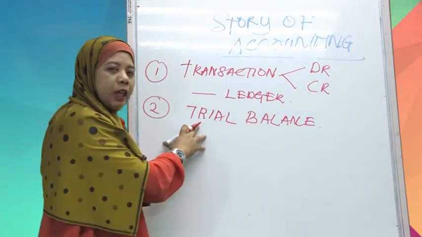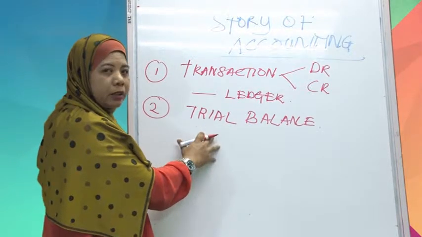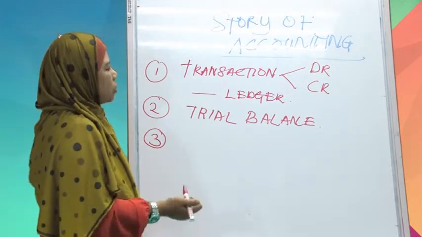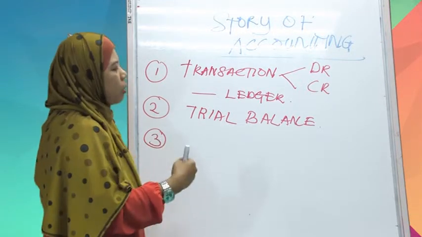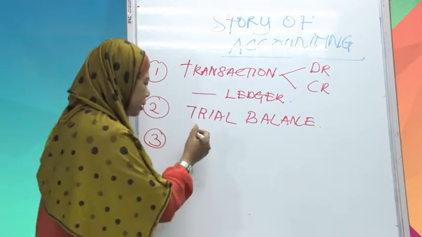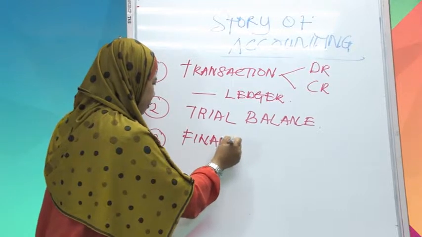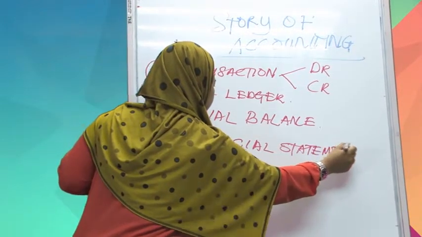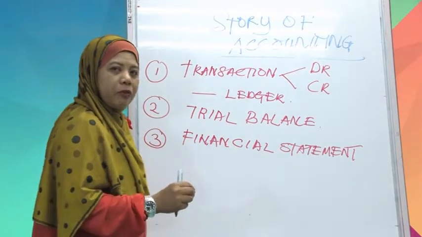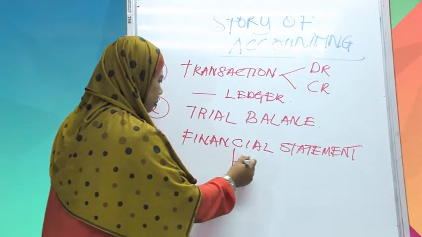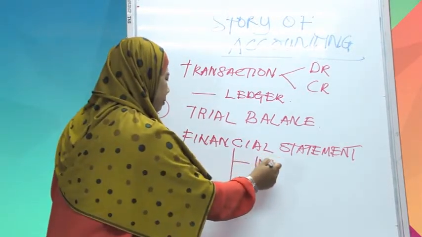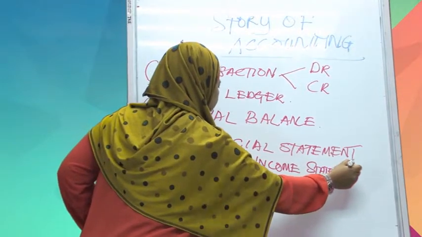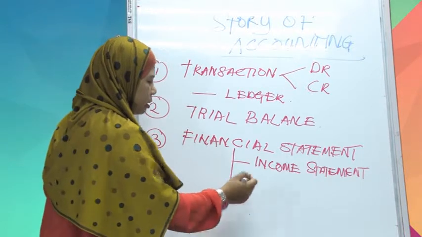So here we have all the accounts with the balance, whether debit or credit. After closing all the accounts, all the amounts we have to post to the financial statement. Then the financial statement we divide into two. First is the income statement. Second is the balance sheet.